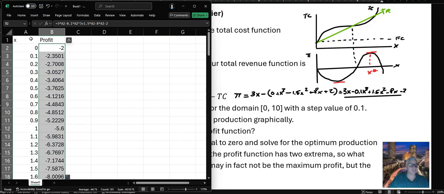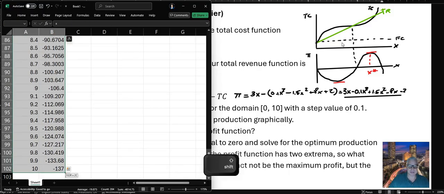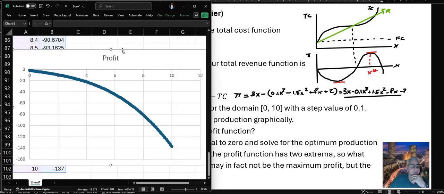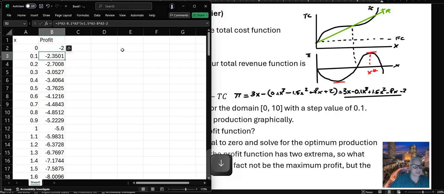Okay, now let's copy this down. And now let's take a look at what this function looks like. It should look something like the lower panel here. So let's go Insert, Recommended Chart, and it looks like I made a mistake somewhere. That can't be right, so I must have made a mistake. Let's double check again.